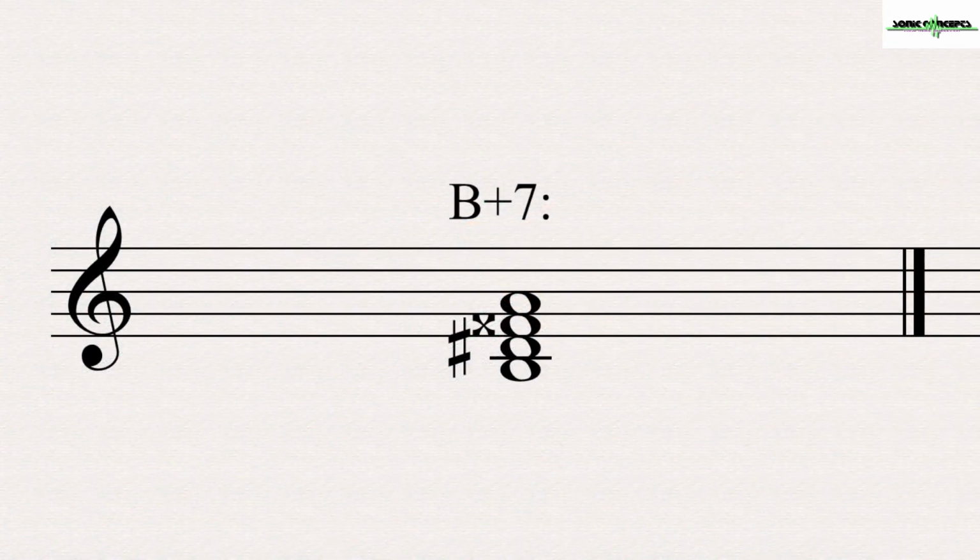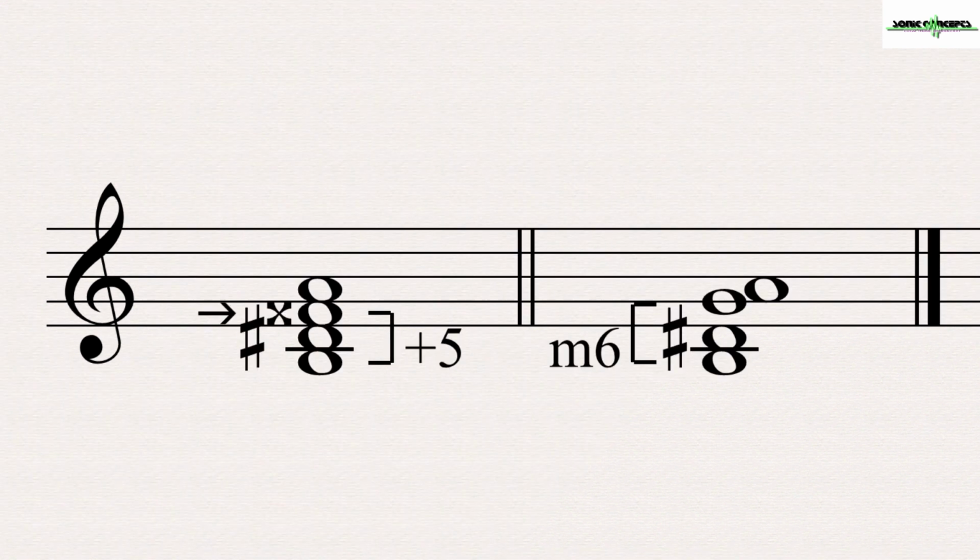To illustrate this, let's revisit the B augmented 7th chord. Notice the B augmented triad contains the notes B, D sharp, and F double sharp. Also notice that F double sharp and G are enharmonic notes. Although F double sharp could also have been written as G, this would be incorrect since B to G has an interval number of a 6th.